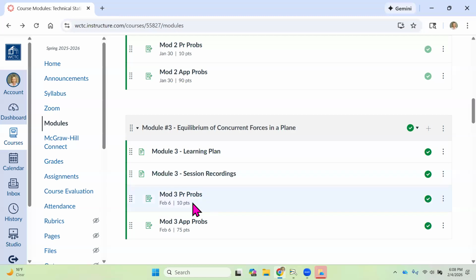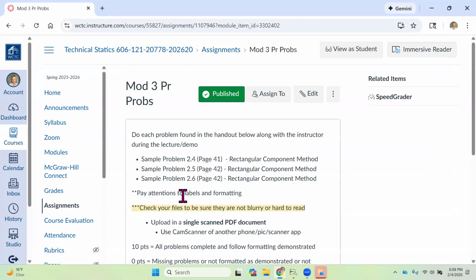If we go to the practice problems in Module 3, we now have the 3 practice problems done. Remember, we're doing these all with rectangular components. Since we did the practice problems with rectangular components, we are doing our application problems with rectangular components only. Even if you're like, well, I could use the cosine law. Nope. Rectangular component method only, for all of these.